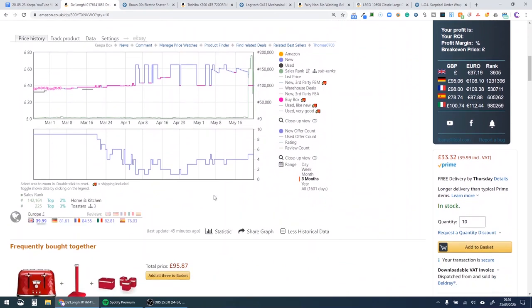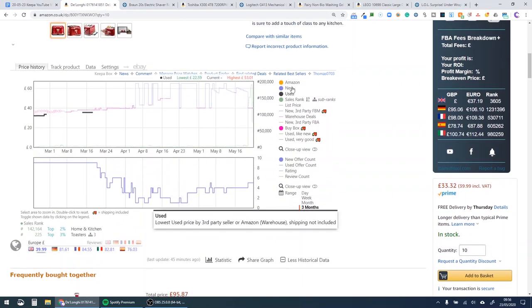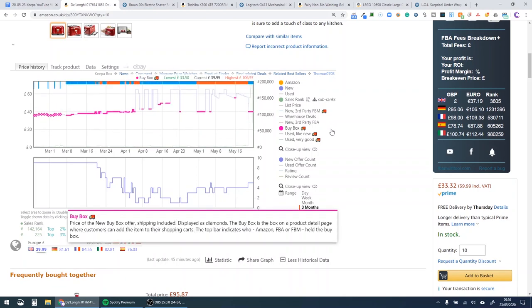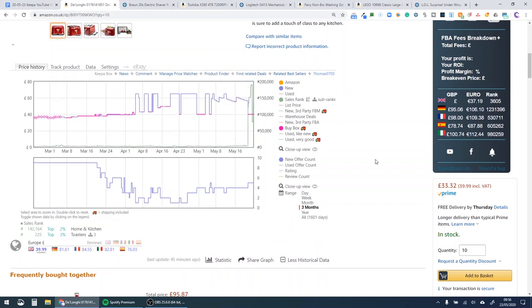Right, okay, so here I am. I've just jumped into a product that I pretty much always use. It's a DeLonghi toaster. I just like the product. So let's scroll down to the Keepa graph now. The first things we've looked at before are the Amazon price, the new price, sales rank, and the buy box. We're really interested in that. That's predominantly what we are looking at in our product review.